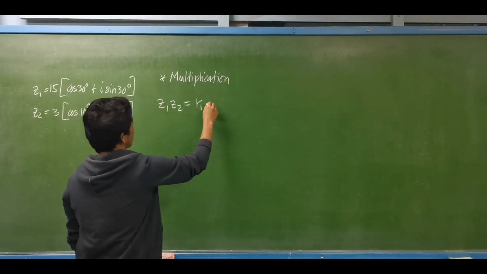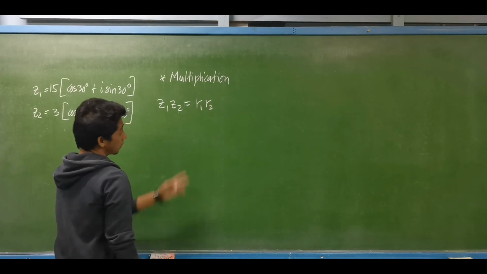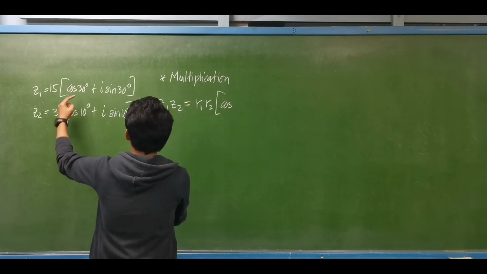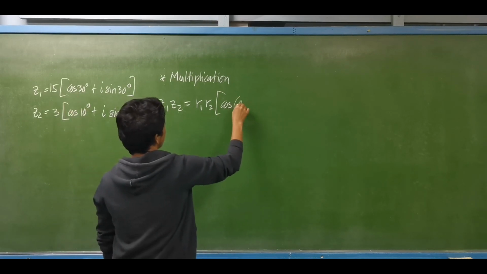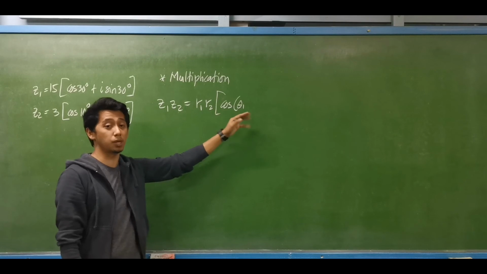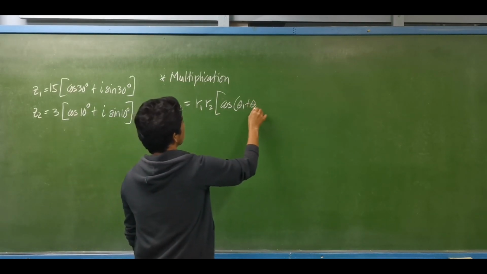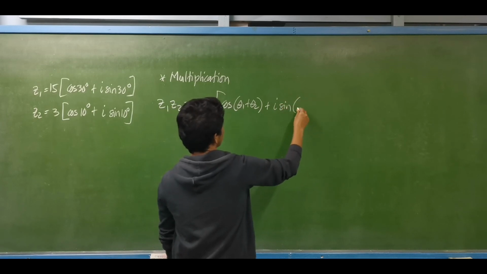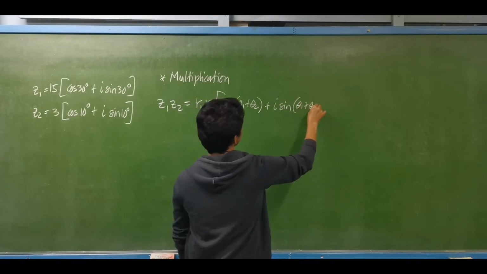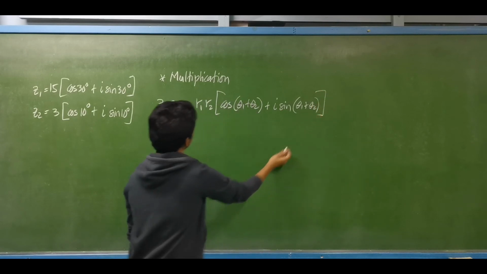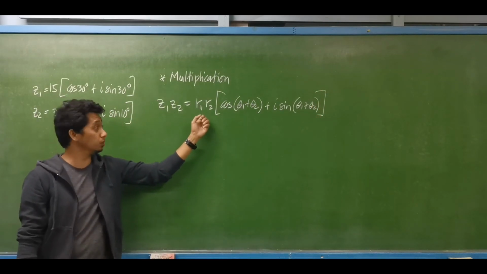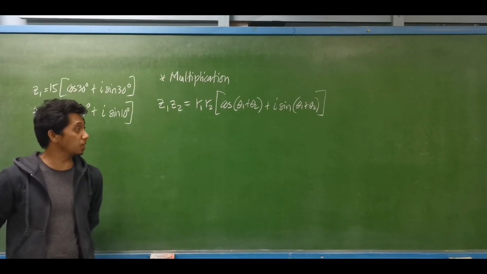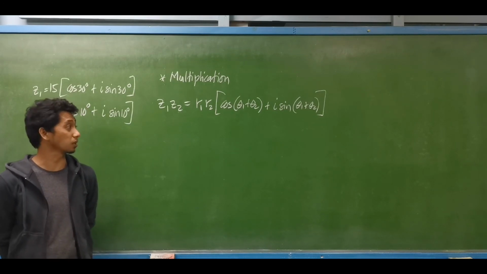If we are to multiply two complex numbers in polar form, we are to determine the product of their modulus, r1 times r2. Then, multiplied by the quantity cosine, we are going to add their angles. That is cosine of the argument of the first complex number plus the argument of the second complex number plus i sine, again adding their angles. That is z1 z2 is equal to r1 r2 times the quantity cosine of theta 1 plus theta 2 plus i sine of theta 1 plus theta 2.